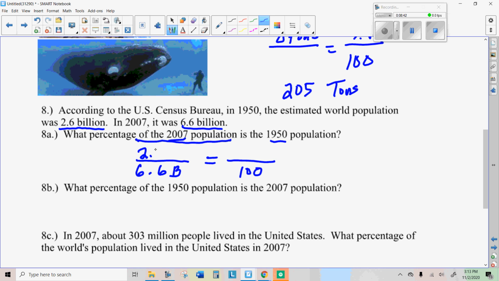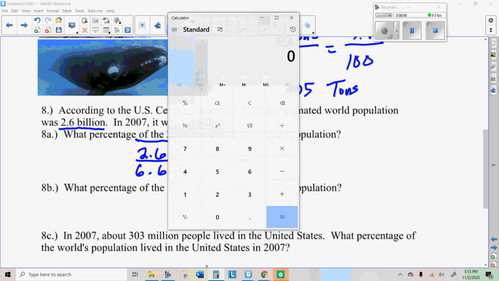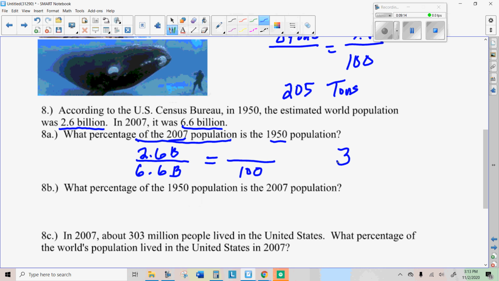And in 1950, it was 2.6 billion. Now, when you're doing ratios and turning into percents, you can ignore all the zeros if you wanted to write out the big numbers in billions, and then just give your answer in billion. So on this problem, I would do 2.6 divided by 6.6. And so this is a percent, so we're going to multiply that by 100. And we get about, let's just round it to the nearest whole, 39%. So the population in 1950 is 39% of the population in 2007.